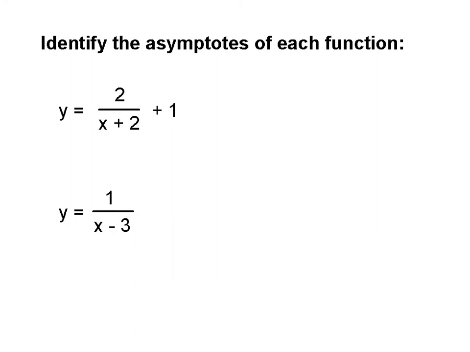Let's do this one. What's the x asymptote? Remember, that's the value that would make 0 down here, which we don't want. So in other words, negative 2, right? And what's the y asymptote? It's always this. So there you go.